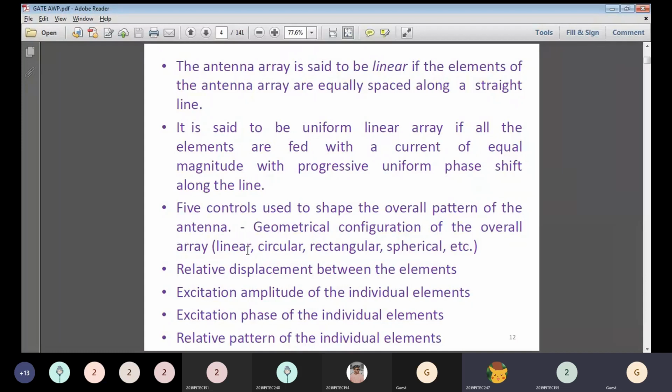It is said to be a uniform linear array if all the elements are fed with currents of equal magnitude with progressive uniform phase shift along the line. First one is linear: the antenna is said to be linear if the elements of the antenna are equally spaced along a straight line. Next, five controls are used to shape the overall pattern of the antenna. One is the geometrical configuration of the overall antenna: linear, circular, rectangular, spherical, etc. Another is the relative displacement between the elements.